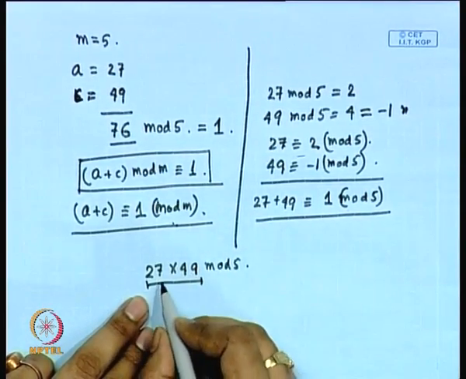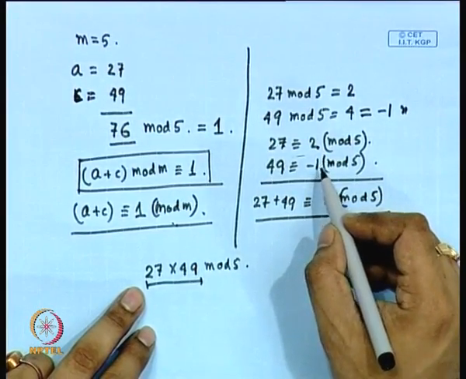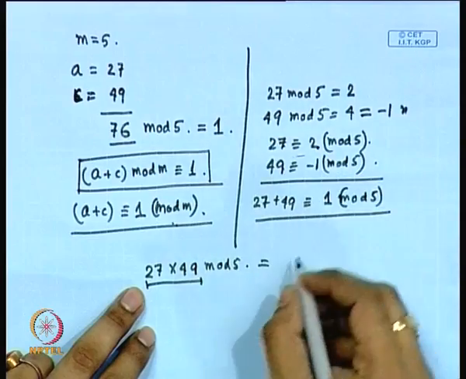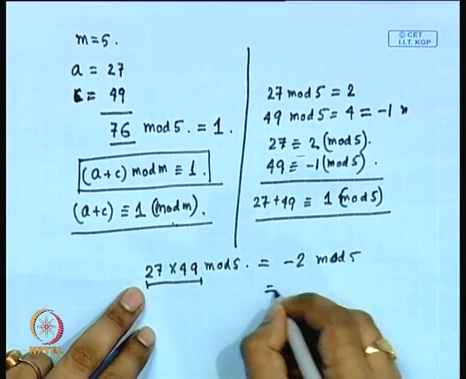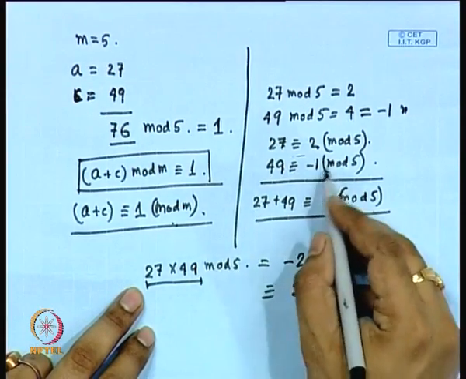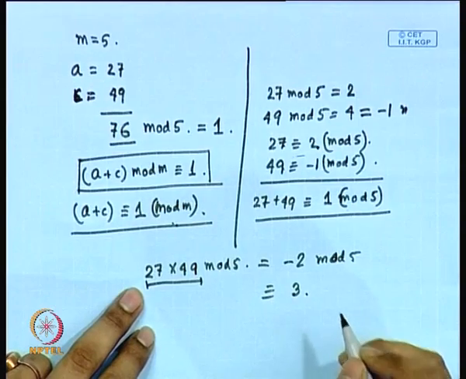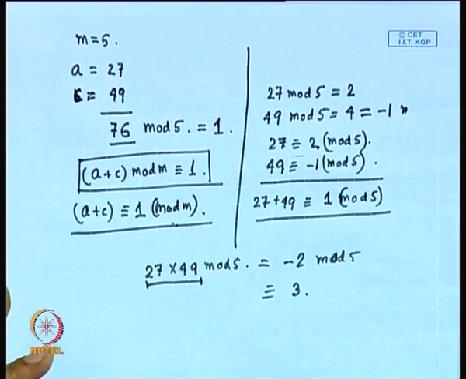So instead of that, what you can do is reduce it. It becomes 2 and it becomes minus 1, and you know that this result is very simple. This result is nothing but minus 2 mod 5, which is nothing but 3. So you can straight away obtain this product from these two results. That makes your computations much easier. Otherwise, it would have become a little more difficult.